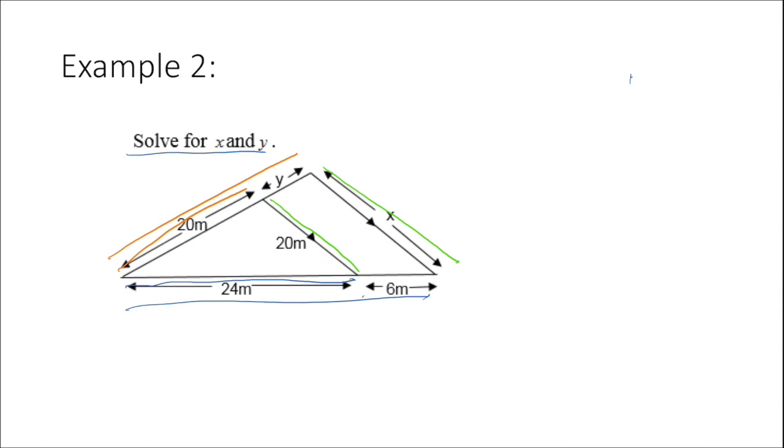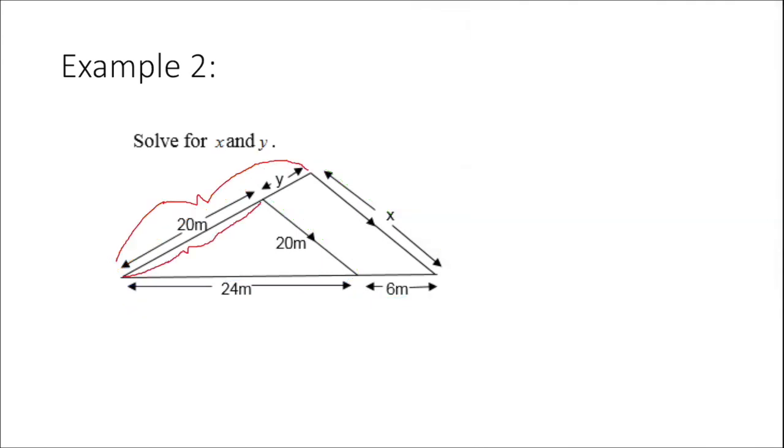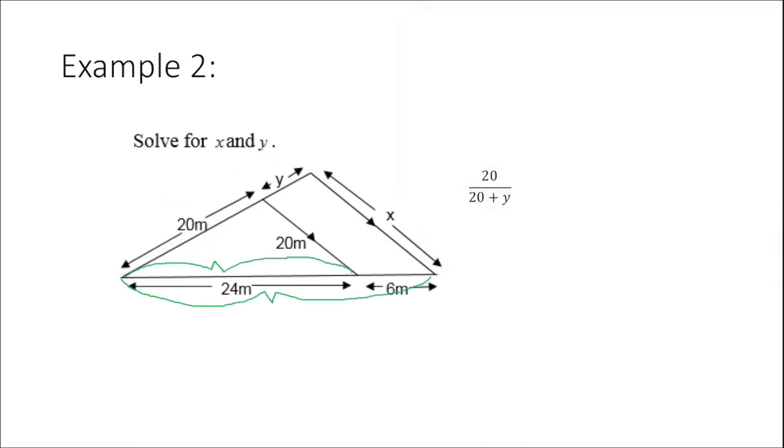Okay, let's do the first one. Let's look at this. I have the small triangle. We're going basically from small over big sizes. So 20, that's why we have small on top at the numerator, divided by big, 20 plus y. That's one ratio. Our next one will be small divided by big. That's 24 over 24 plus 6, which is 30. 24 plus 6 equals 30.